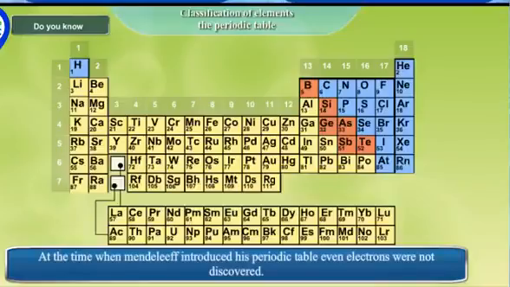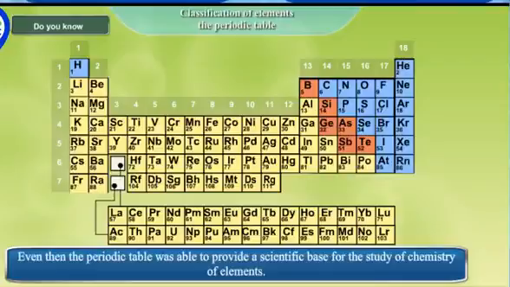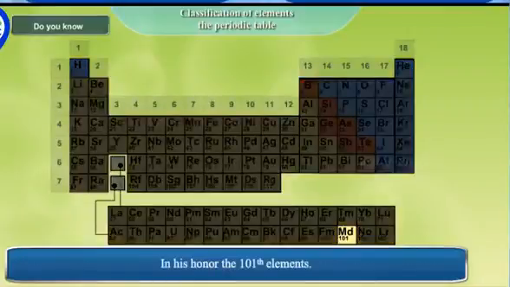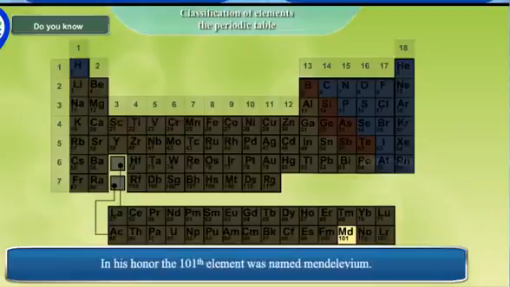Do you know? At the time when Mendeleev introduced his periodic table, even electrons were not discovered. Even then, the periodic table was able to provide a scientific base for the study of the chemistry of elements. In his honor, the 101st element was named Mendelevium.